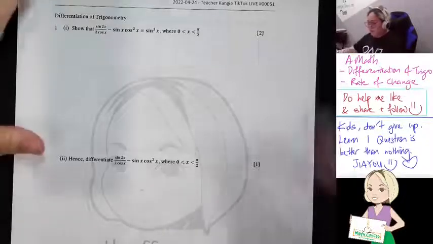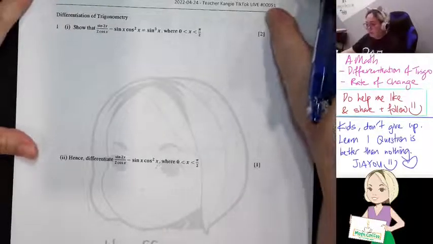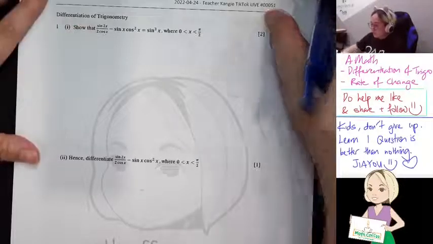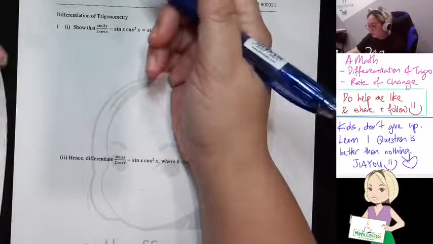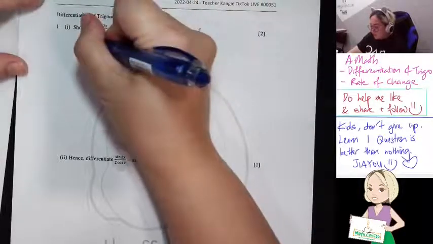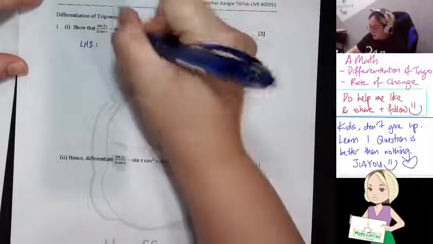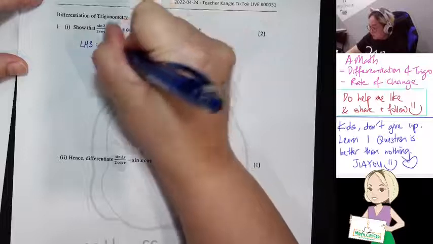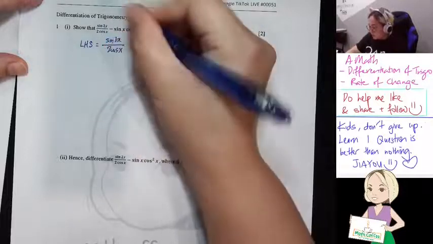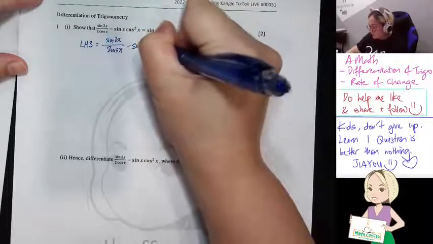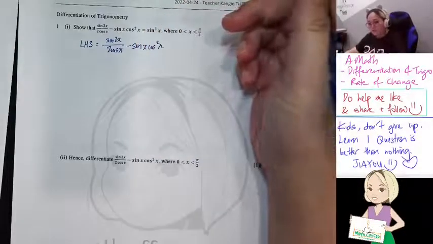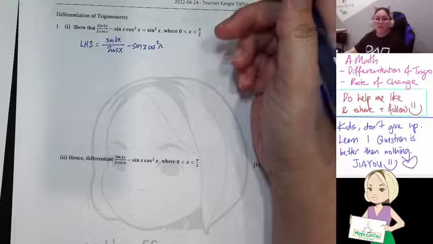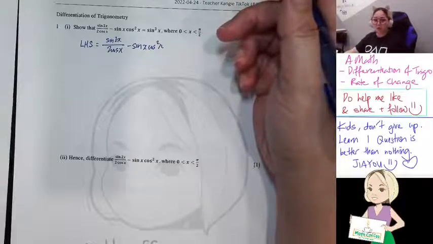Okay, let's start. So the first part is to do proving. So this one, we will definitely start from the left-hand side. So we will have left-hand side equals sine 2x over 2 cosine x. Just copy the question first. The right-hand side is just for your reference, because sometimes you can have more than one choice, then you have to decide what you want to change to.